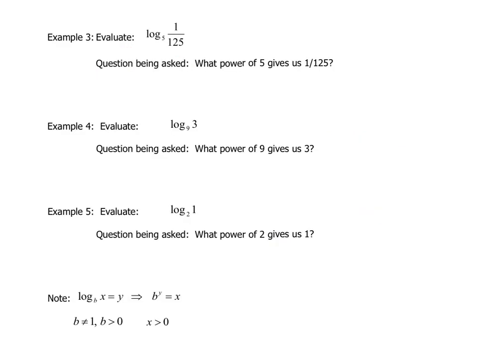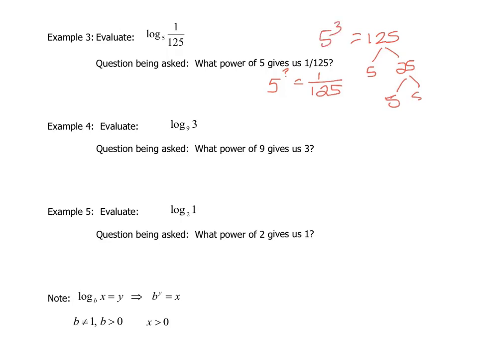So in this next one, we have log base 5 of 1 over 125. So this one's a little bit harder than the ones we've been working on. The question we're being asked is, what power of 5 gives us 1 over 125? So the first thing to look at is, what is that 125? Well, 125 is 5 times 25, and 25 is 5 times 5. So this is really 5 cubed.